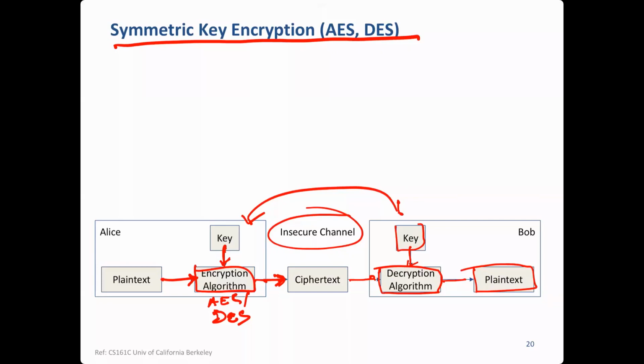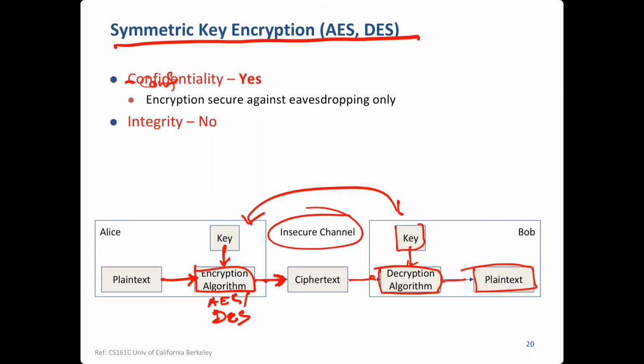Confidentiality. Very good. We have achieved confidentiality. What's your name? Piyush. Yes, thank you very much. But we have not achieved integrity, no; authentication, no; non-repudiation, no. So this is where we started.